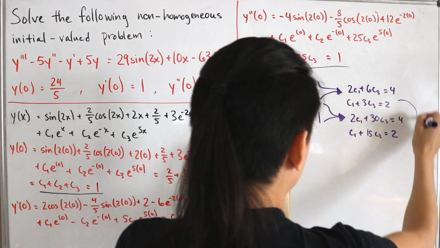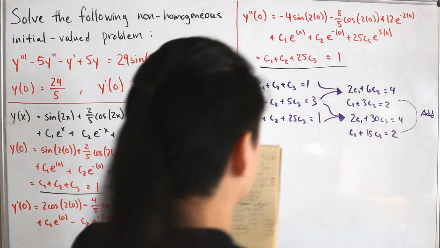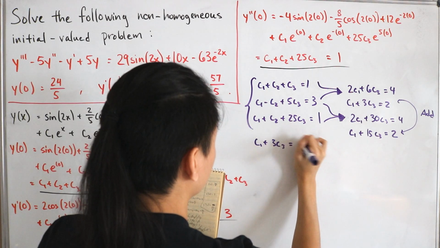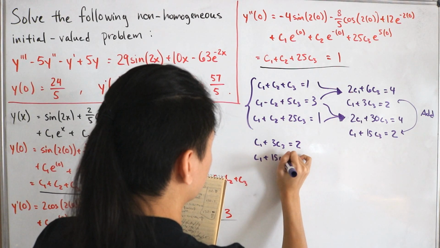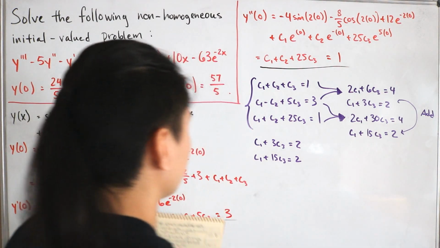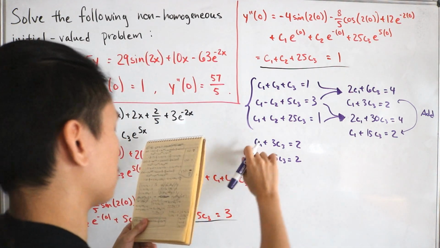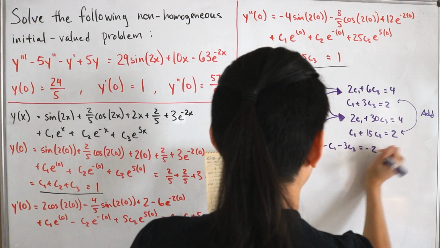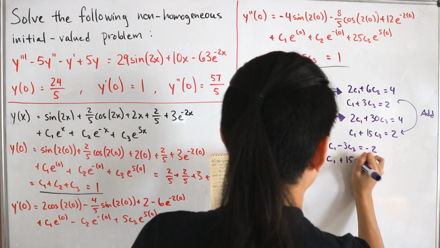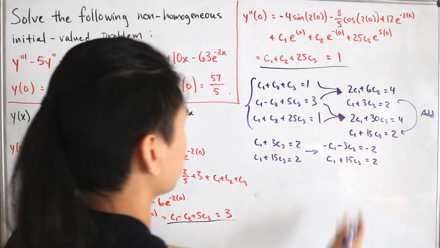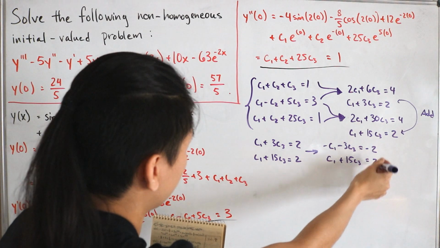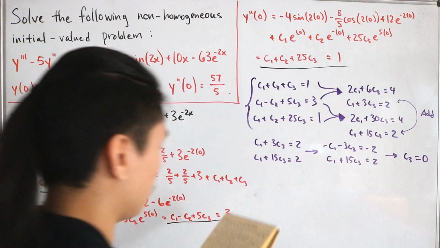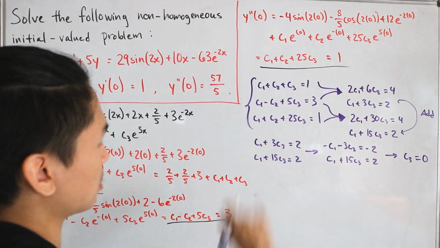Then I'll just take these 2 together and add them up. So C1 plus 3C3 equals 2, then C1 plus 15C3 is equal to 2. To eliminate one of the terms, I'll multiply the first equation by negative 1. So that means I have negative C1 minus 3C3 equals negative 2, and C1 plus 15C3 is equal to 2. And so the C1s cancel, but what's nice is that this is equal to 0, and so this leads to the conclusion that C3 is equal to 0. Okay, so that narrows that down, and that makes everything easier.